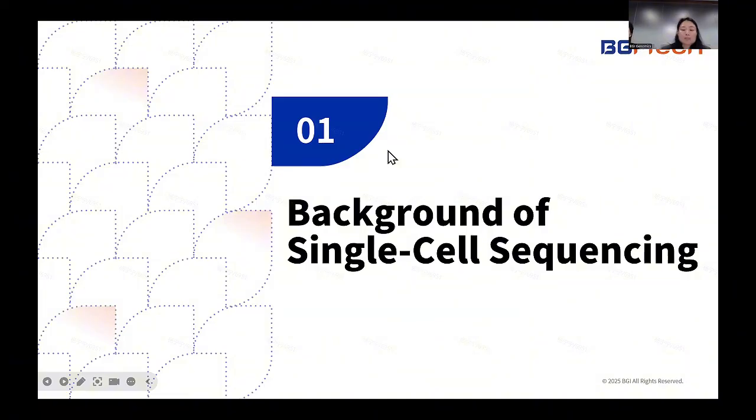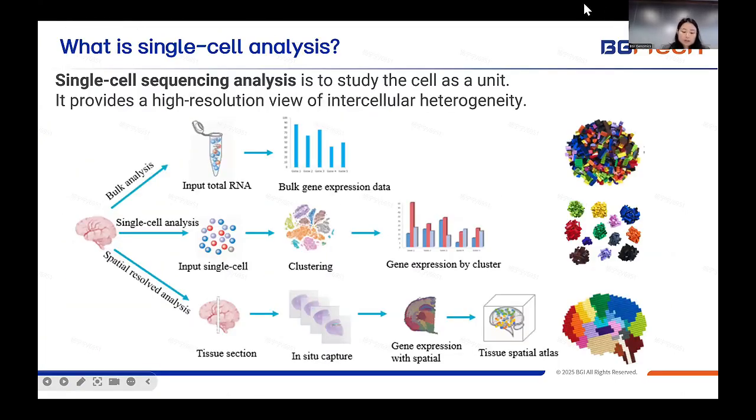The first part is the background of single-cell sequencing. When we talk about RNA-seq, we usually refer to bulk RNA-seq, which obtains the average information of genes at the tissue level. In contrast, single-cell RNA-seq provides gene expression information at the cellular level. When it comes to spatial sequencing, it can help us obtain location information.